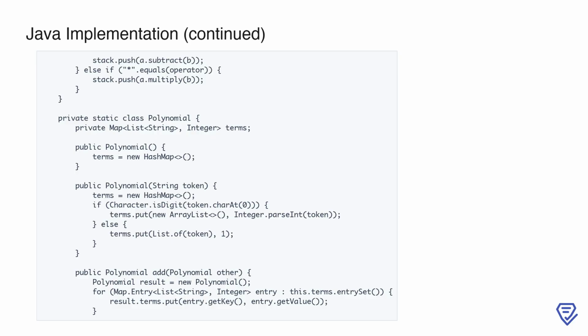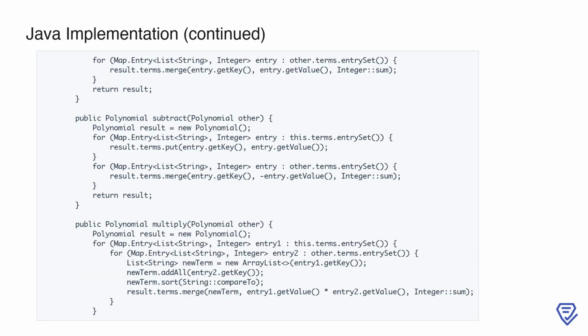The polynomial class is introduced here to encapsulate the representation of polynomials. Each polynomial is represented as a map where the keys are lists of variable names and the values are their corresponding coefficients. The constructor allows for initializing a polynomial either empty or with a single term, depending on the input token. For numeric tokens, the polynomial is represented with an empty variable list and the coefficient as the token value. For variable tokens, the variable name becomes the key, and its coefficient is set to 1.